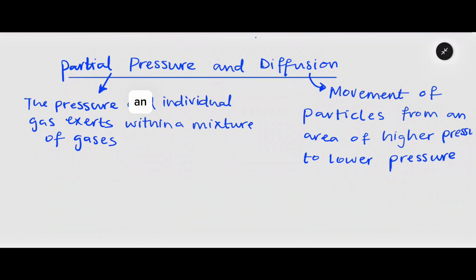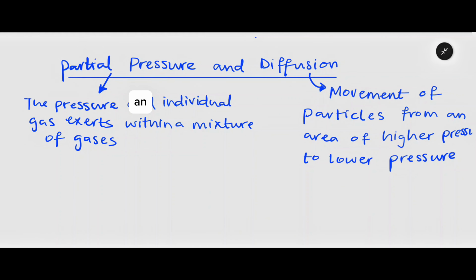Okay, let's look at partial pressure and diffusion. What is partial pressure? Partial pressure is simply the pressure an individual gas exerts within a mixture of gases. Air is a mixture which has multiple gases in it. Oxygen is one of those gases. Carbon dioxide is another gas. So oxygen has a certain partial pressure, and carbon dioxide has another partial pressure, which contributes to the total pressure of air.